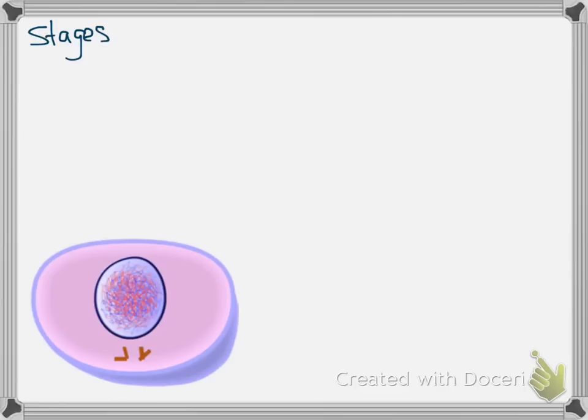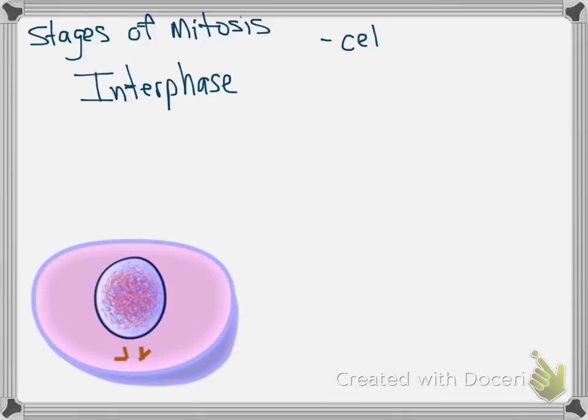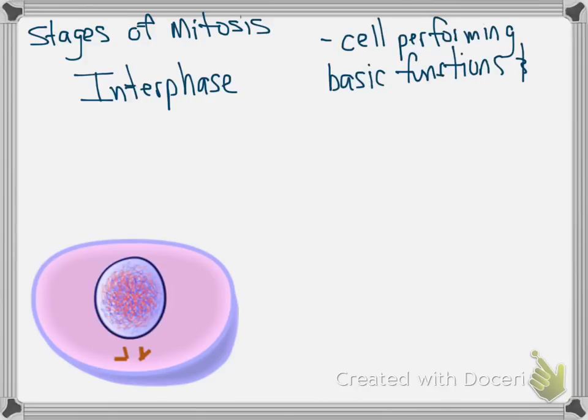Okay, what we want to talk about today are the stages of mitosis. And before we actually get into the 4 individual stages of mitosis, we want to quickly review the idea of interphase. If you remember interphase, when we talked about the cell cycle, that is when the cell is performing all of its basic functions and activities. Remember, this takes up the majority of the cell cycle, or the majority of the cell's life. That's when, again, all your cells are doing their job.